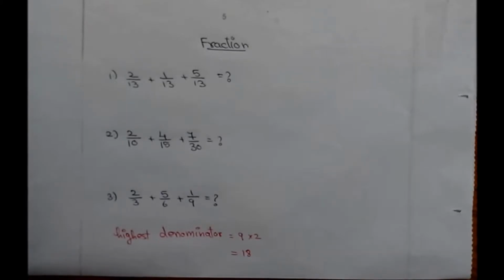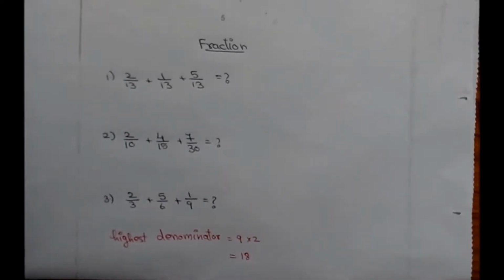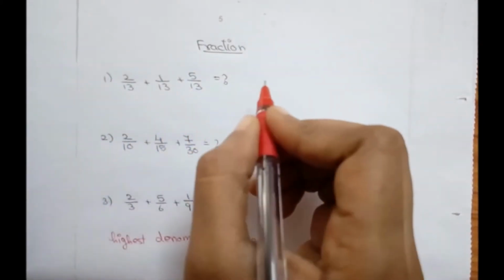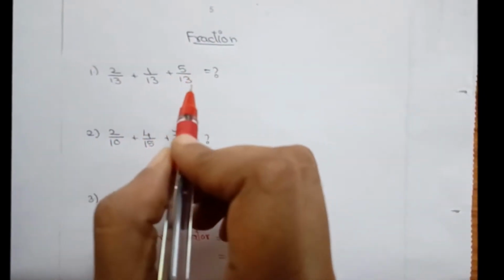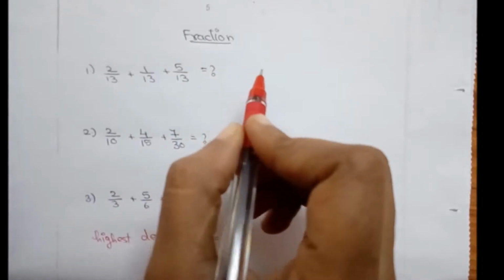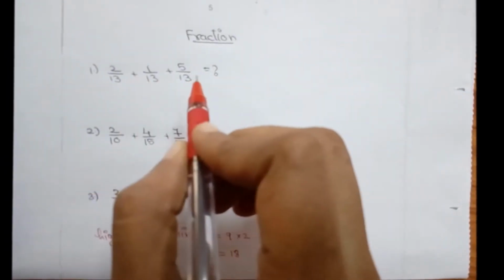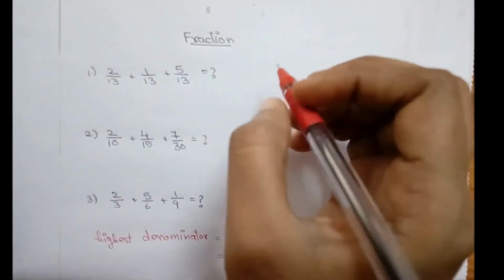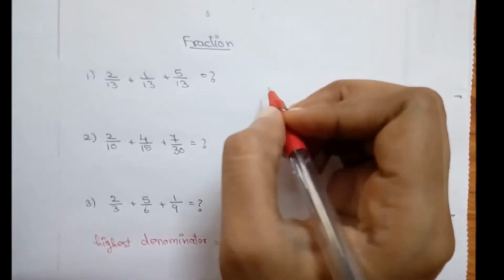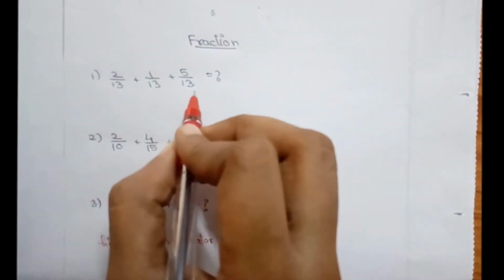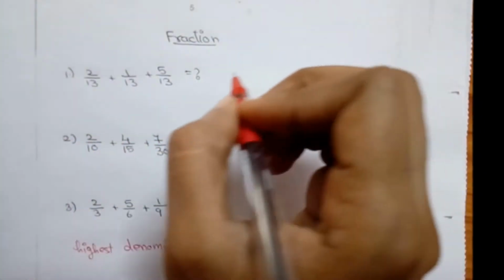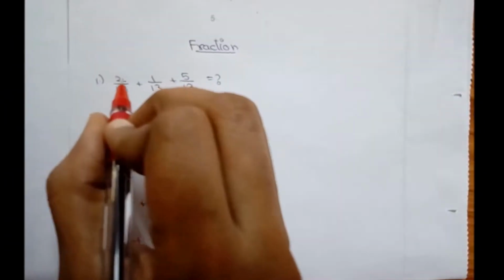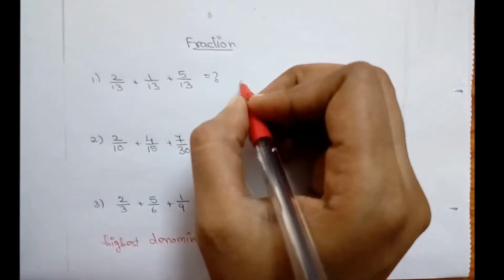I have an example with the fractions topic. The first example is 2 by 13 plus 1 by 13 plus 5 by 13. I have to find the answer by adding all these fractions. First let's start with the first sum. Here, first check whether the denominators are the same. All the denominators are the same, so I can directly add all the numerators and I will get the answer.